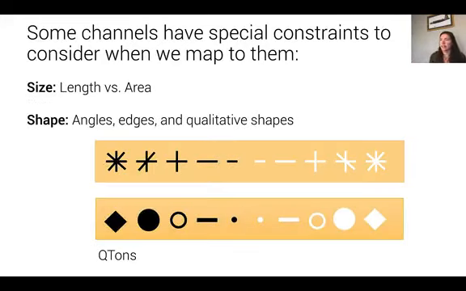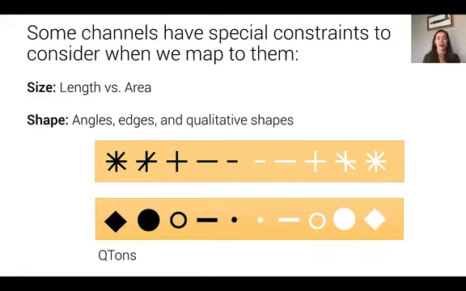Another channel that has some interesting considerations when I'm starting to think about mapping values to visual elements is shape. So shape has all sorts of interesting facets and features. We can think about how many edges are present, how many sides, what kinds of angles are used. Do I have a right triangle versus an isosceles triangle? I can also use shape for qualitative data. That's probably the most common place you will see shape being used.